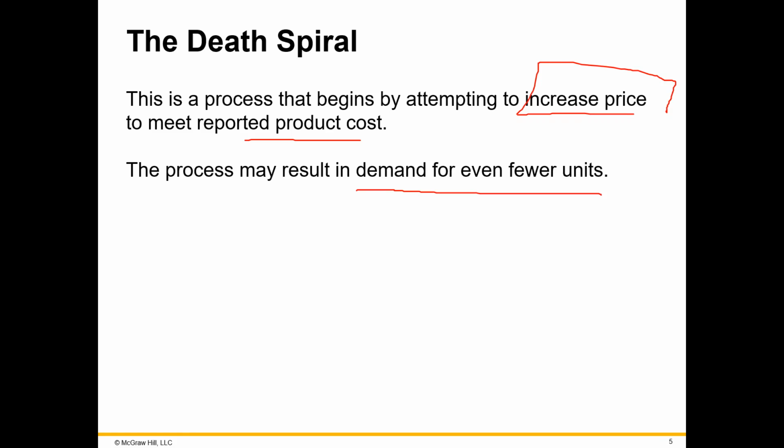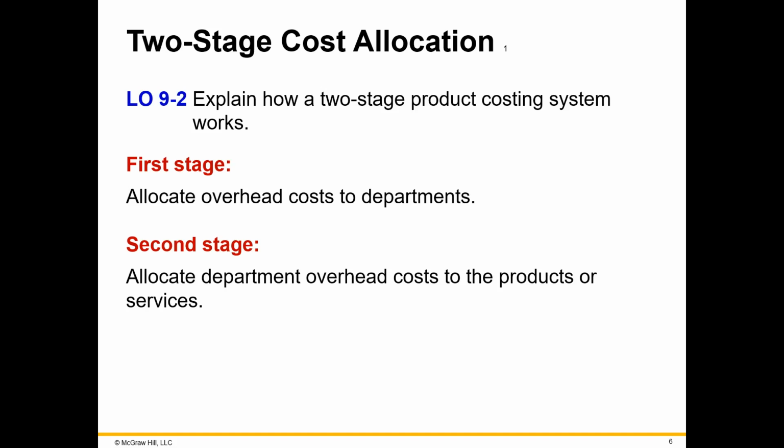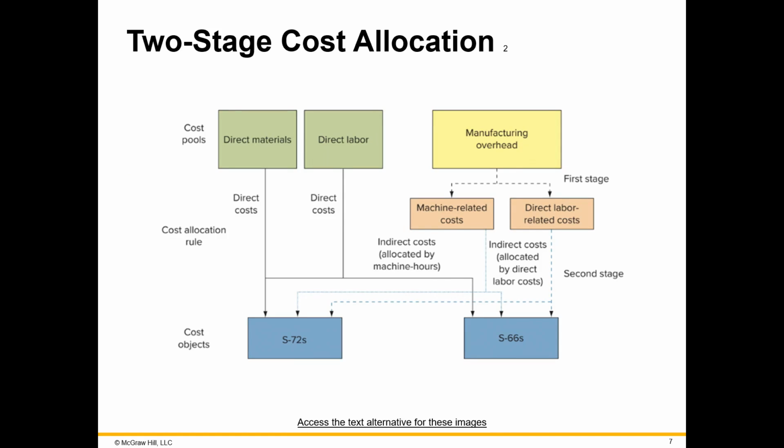Now we're going to talk about the two-stage cost allocation system. This chapter uses a lot of fancy terms, but these are actually concepts that we've already covered. So instead of assigning costs directly to a product based on a certain allocation rate, in this case, we can assign them first to departments, and then the departments determine more accurate ways to allocate those costs to the products or services. This chart shows us what we've been doing in the last several chapters.